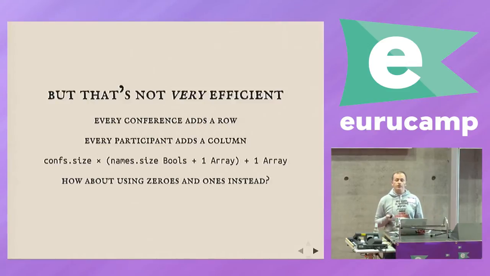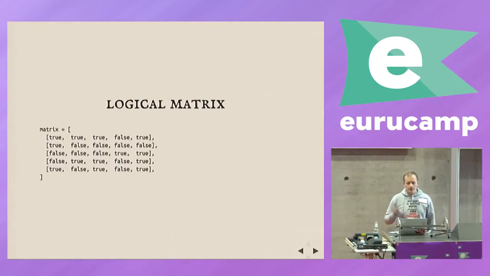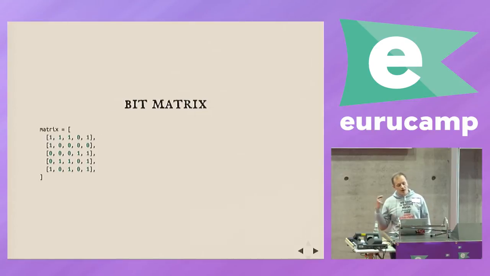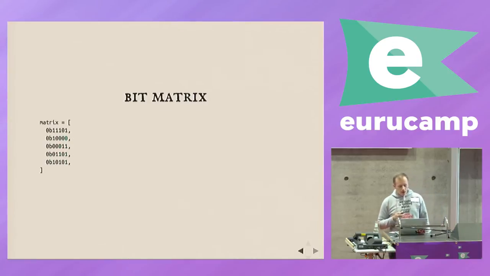So how about using zeros and ones instead? Instead of a logical matrix, let's have a bit matrix where ones are when somebody goes to a conference and zeros where they don't. So instead of that, we can actually have this in Ruby, which is a binary representation of integers. And this way, we can have one integer per row, not one array of however many participants there are. And this matrix is, in practice, a matrix of integers.